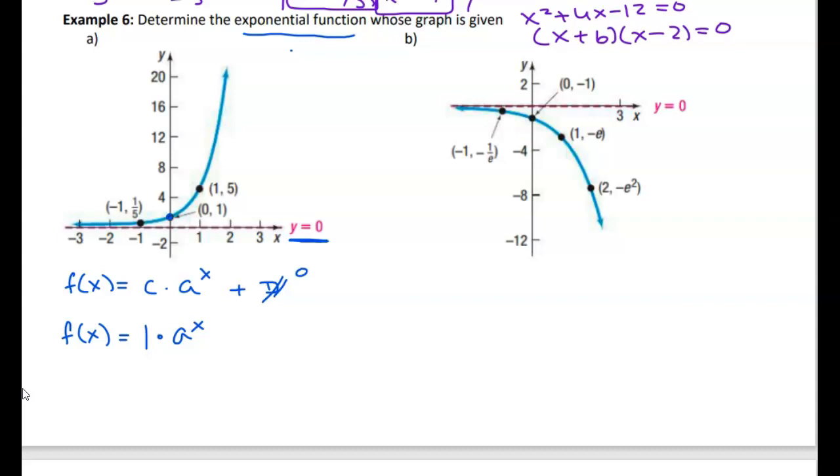We can plug in a point, or we can just deduce by looking at the points on the graph. I can see that here it's going from 1 to 5, and here from 1 over 5 to 1. So it looks like we're multiplying by 5 each time. Or we can plug in a point, the x and y values. When x is 1, y is 5. So we get 5 equals 1 times a to the 1, so a equals 5. Our function is equal to 5 to the x.